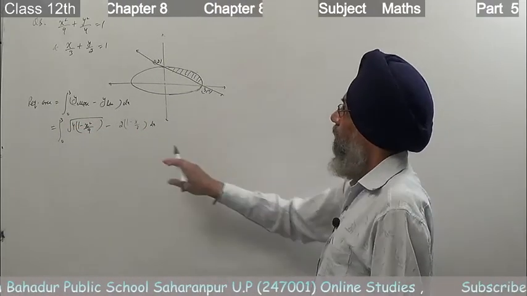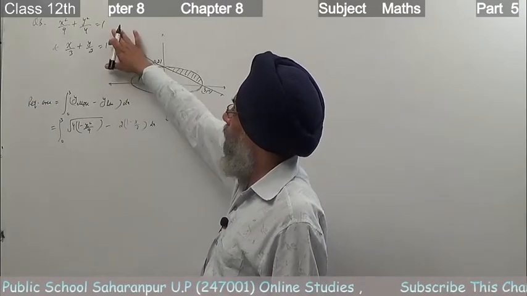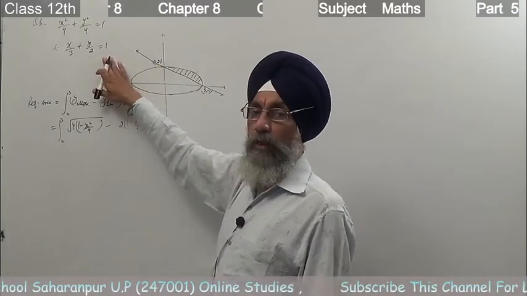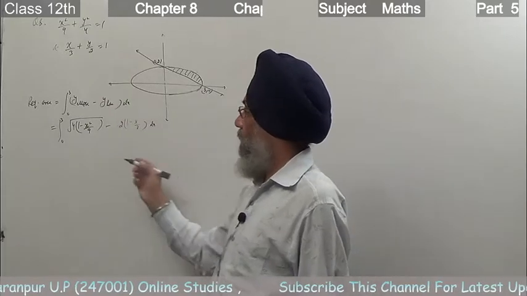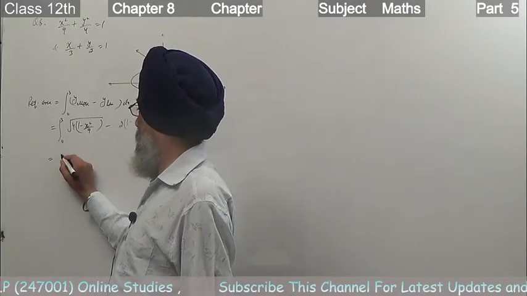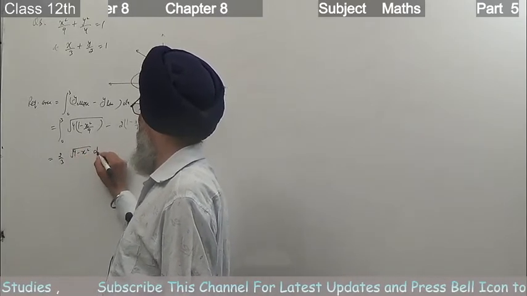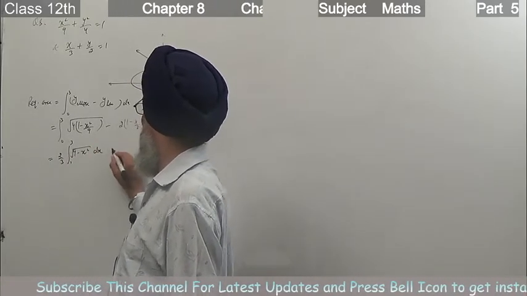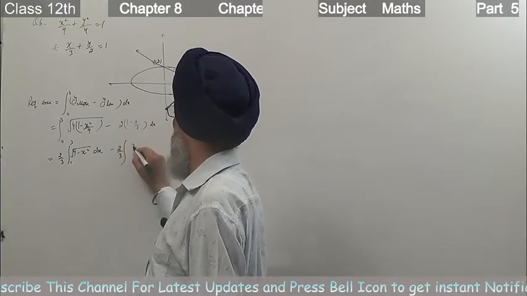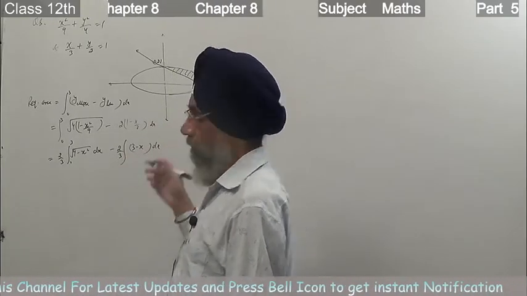Okay, y in terms of x is 1 minus x square upon 9 into 4, and y in terms of line is 1 minus x upon 3 into 2. We have to solve it. We will get 2 upon 3 integral of 9 minus x square dx from 0 to 3, 2 times 2 upon 3 integral of 3 minus x dx, and solve it.